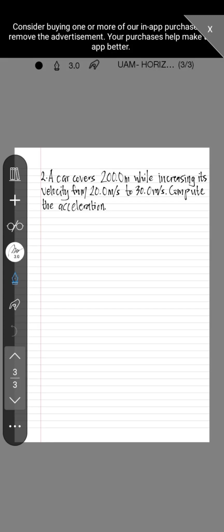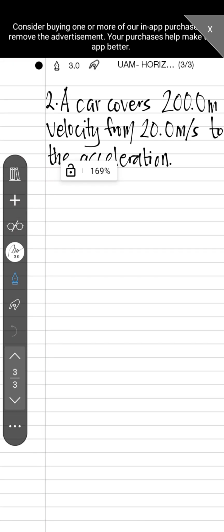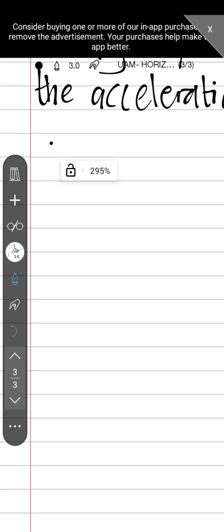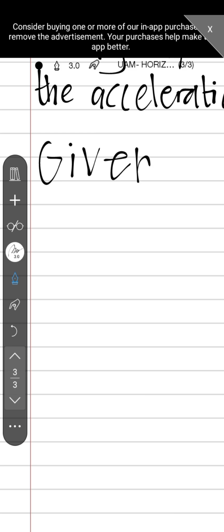Hello again. To further explain our previous topic, I will add in another example. This will be our example number 2. A car covers 200 meters while increasing its velocity from 20 meters per second to 30 meters per second. Compute the acceleration. As mentioned last time, to find the answer, you first need to list out the given.